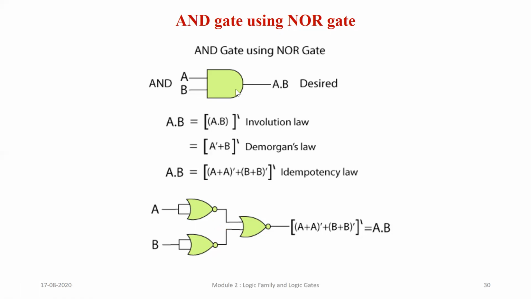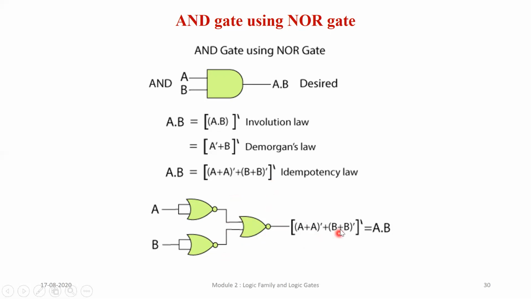Since it is a NOR gate, first input you complement using NOR, so you short this. Second input you complement, so what will you get here? A complement, A complement as written, and here B plus B complement. Okay, so here you can write A complement, here you can write B complement. So A complement plus B complement, its whole complement.